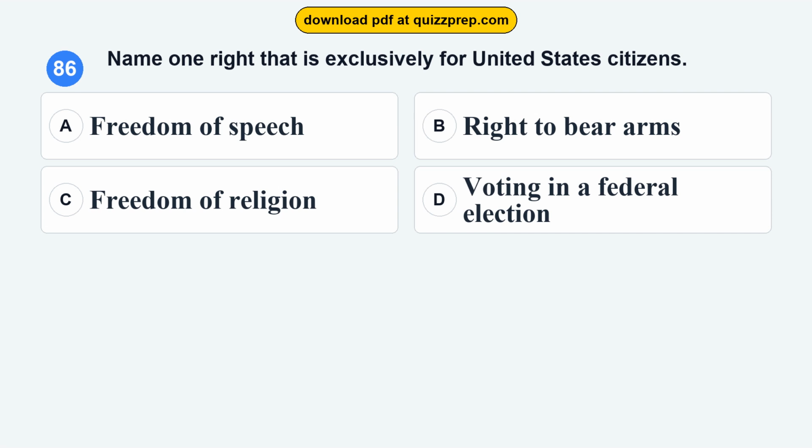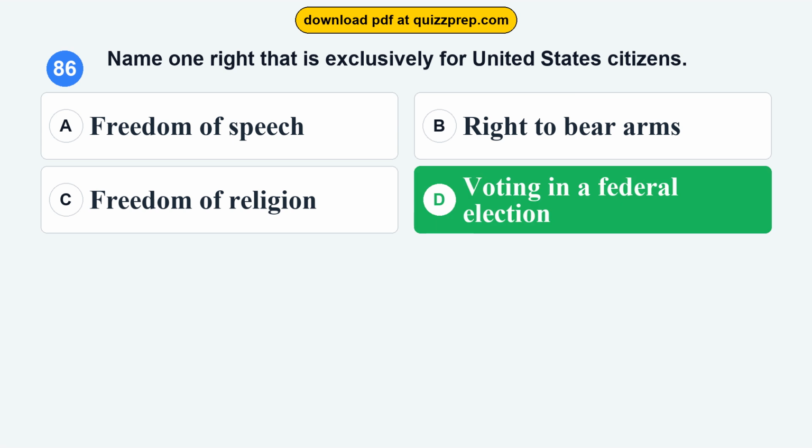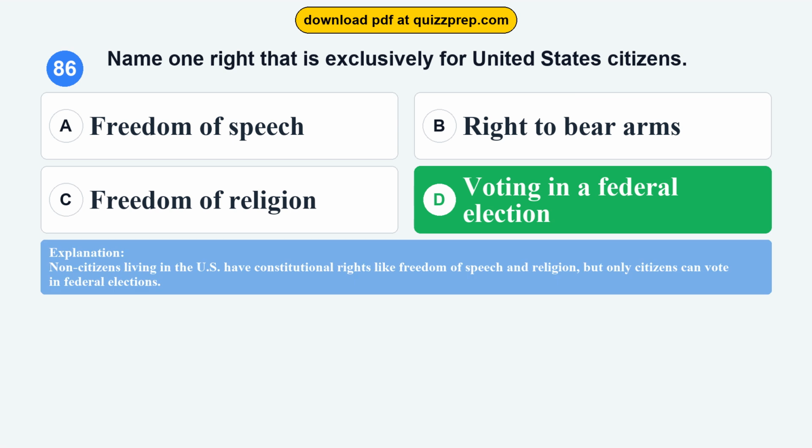Question 86. Name one right that is exclusively for United States citizens. Option A. Freedom of speech. Option B. Right to bear arms. Option C. Freedom of religion. Option D. Voting in a federal election. The correct answer is option D. Voting in a federal election. Non-citizens living in the U.S. have constitutional rights like freedom of speech and religion, but only citizens can vote in federal elections.